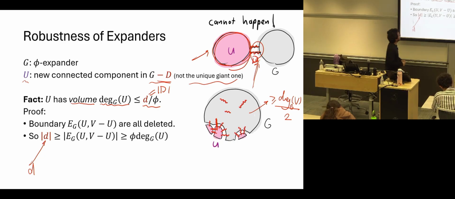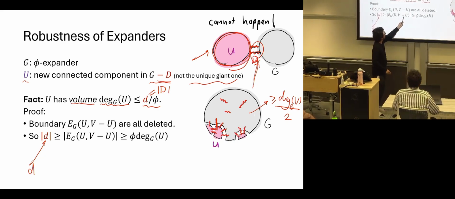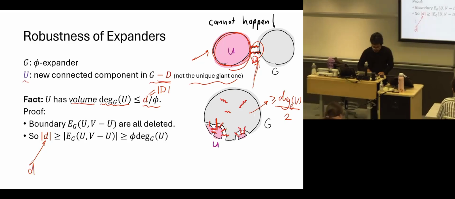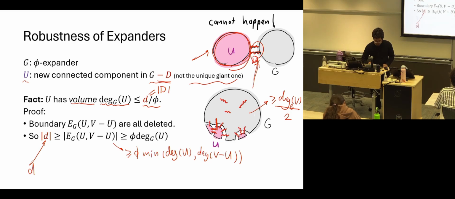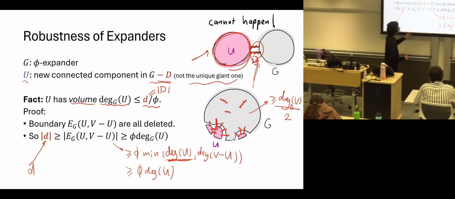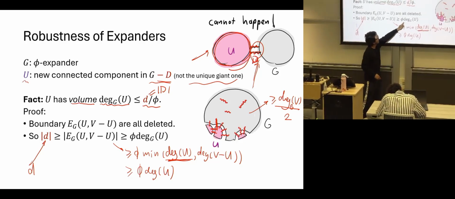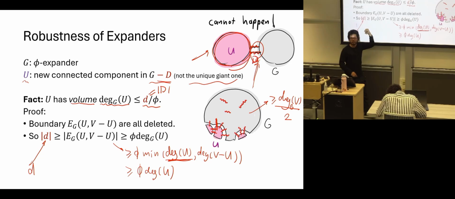But at the same time, we know that the graph is an expander. So the boundary is at least phi times the min of degree of U and degree of V minus U. But U is the smaller side, so this is at least phi times degree of U. Now combining these inequalities, you get that the volume of U is at most d over phi.